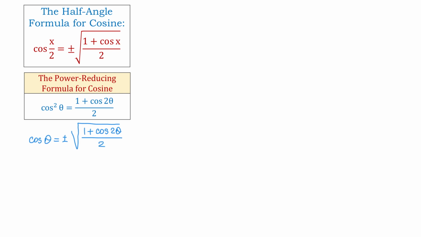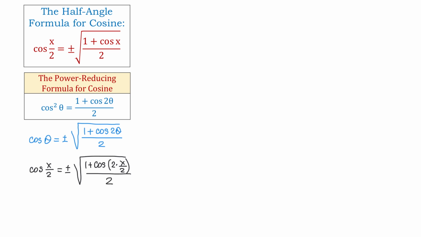In the next step, we will replace each theta with x over 2. Then we will have cosine of x over 2 equals plus or minus square root of (1 plus cosine of 2 times x over 2) all over 2.